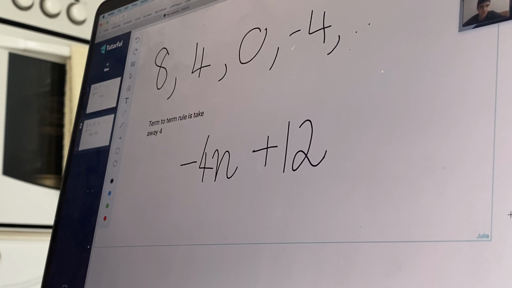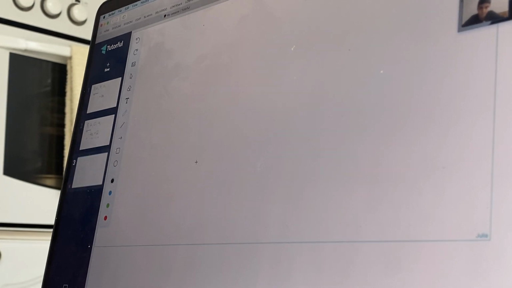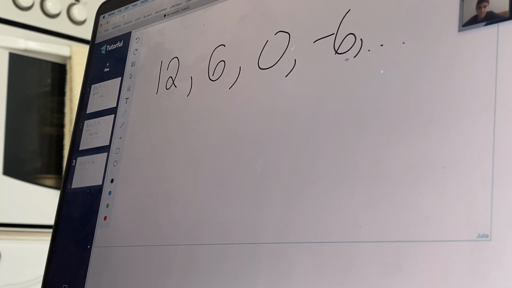So let's just check. When n equals 1, we have minus 4 times 1 plus 12, which equals 8. So we can confirm, based on the first term, that we have the correct nth term. Okay, let's do another one of these: 12, 6, 0, minus 6. The term-to-term rule is subtract 6. Yeah, perfect.